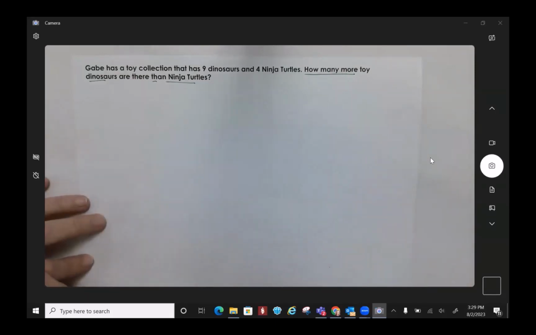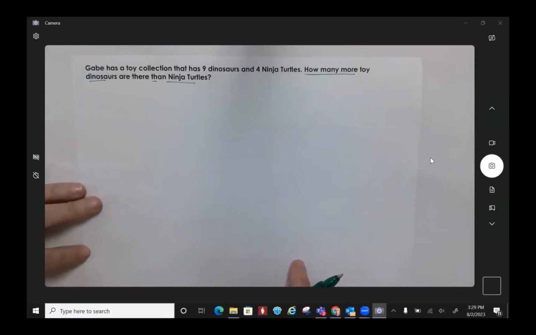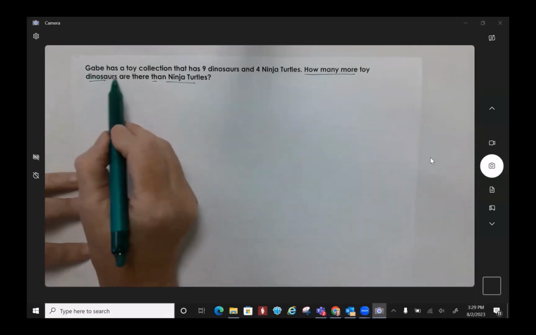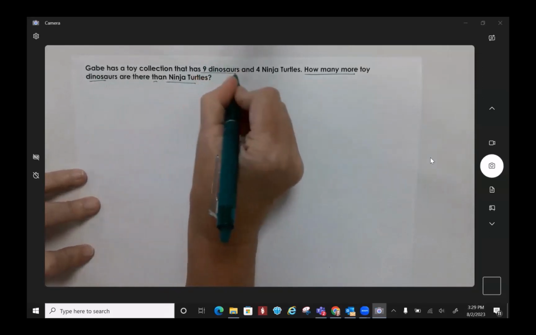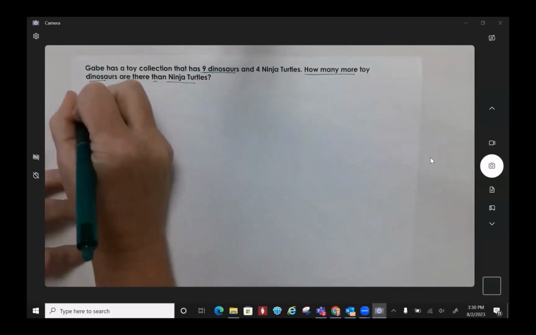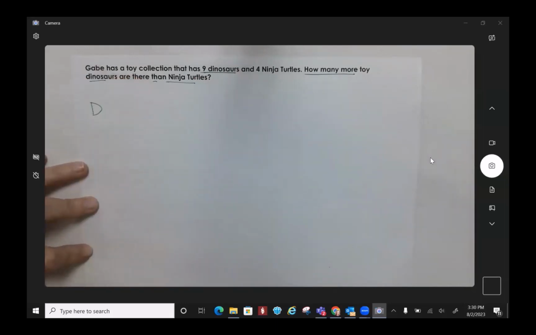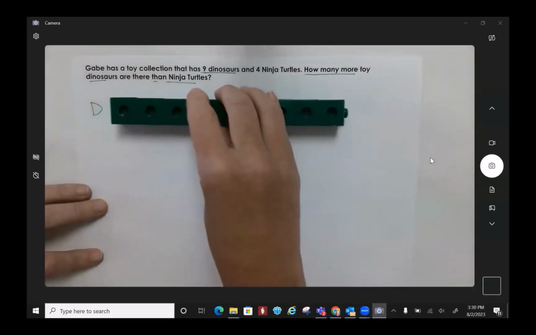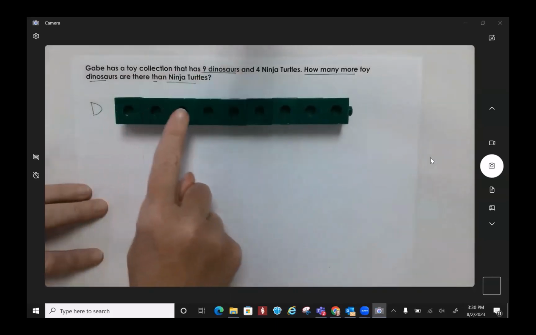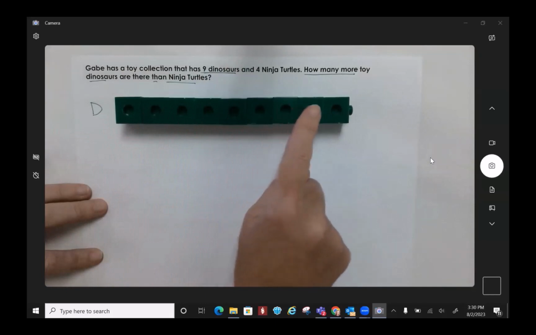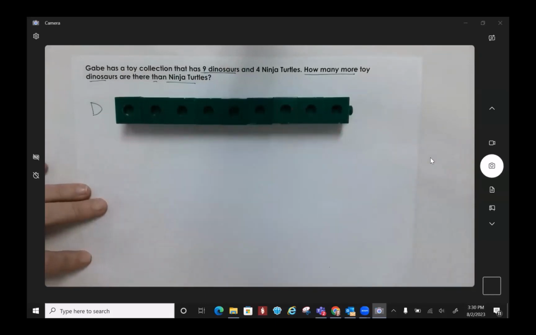So the first way I'm going to do that, you guys, is I'm going to build a model using my snap cubes. So using my snap cubes, I see that Gabe has 9 dinosaurs. So I'm going to write the letter D. That way I know that my first model represents my dinosaurs. And I'm going to count 1, 2, 3, 4, 5, 6, 7, 8, 9. So those are the number of dinosaurs that Gabe has.